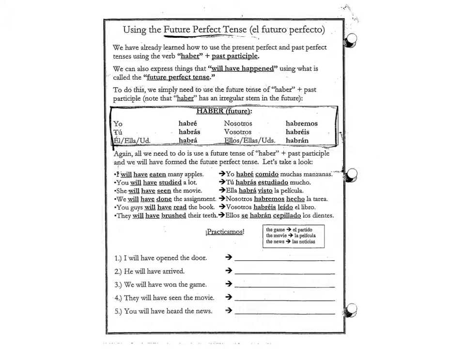Remember, past participles don't change. They are the same. The only thing that changes is the verb haber. I will have eaten many apples. Yo habré comido muchas manzanas. All right? You will have studied a lot, maybe at the end of the week. Tú habrás estudiado mucho en el fin de la semana. Alrighty? So make sure that you have the verb haber down in the future. This is stuff that will have happened. And make sure that you know that you have to add your past participle after the verb haber for the future perfect tense. Let's continue.